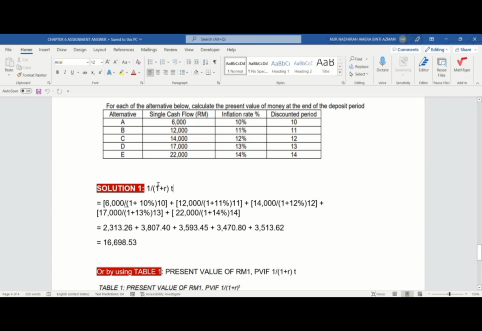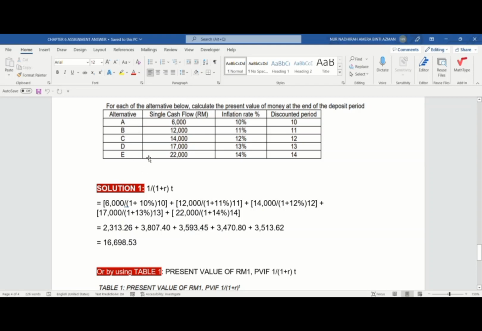For alternative B, 12,000 divided by 1 plus 11% for the interest rate, to the power of 11. For alternative C, the single cash flow is 14,000 divided by 1 plus 12%, which is the interest rate, and we look at the discounted period, to the power of 12. And the answer will be 3,593 ringgit and 45 cents.